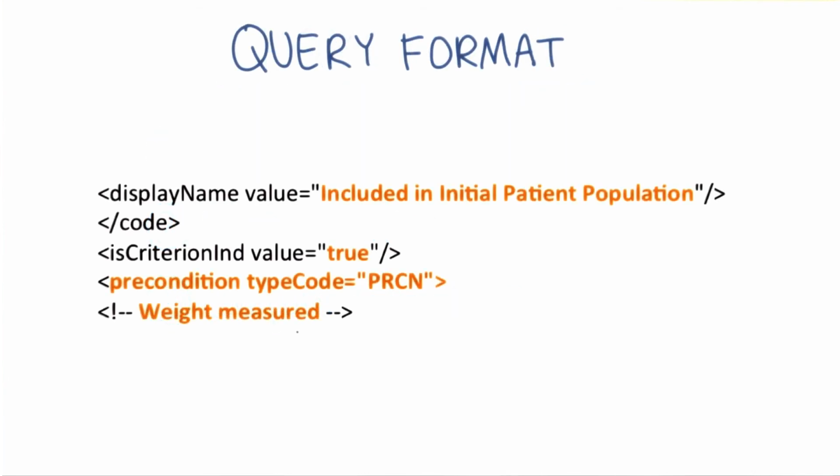This is a small part of the XML in an HQMF query specification. In this case, it provides instructions to the computer to only include patients who've had a weight measured. This might define the numerator of a weight screening quality metric. That, as you recall from Lesson 2, is a requirement of meaningful use.